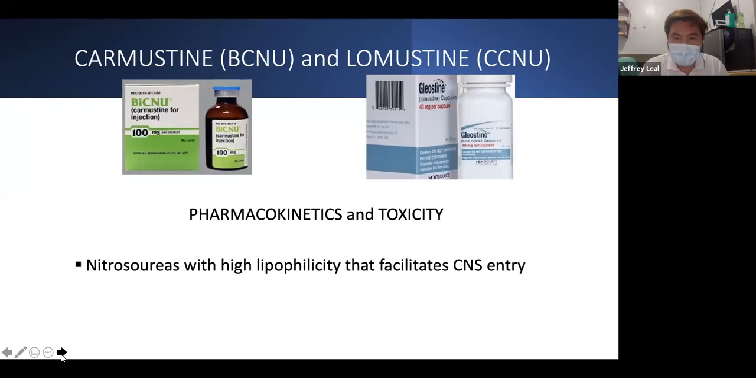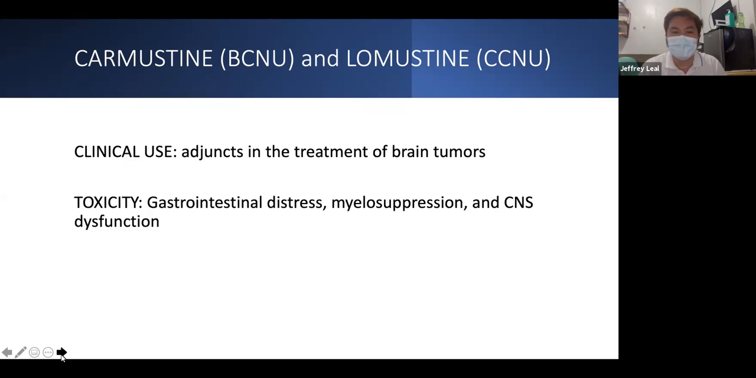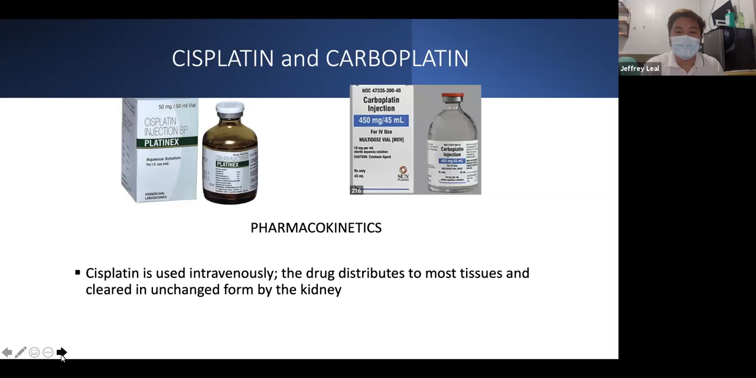Now let's go to your carmustine and lomustine. They are nitrosoureas, which are highly lipophilic, so they can enter the central nervous system. Okay, so they are used as an adjunct treatment for brain tumors, and their toxicity would include your GI distress, myelosuppression, and since they can cross the blood-brain barrier and go to your CNS because of their lipophilicity, they can produce CNS dysfunction. Okay?